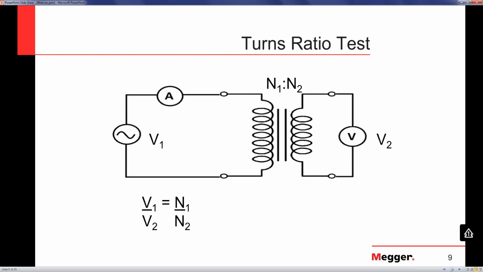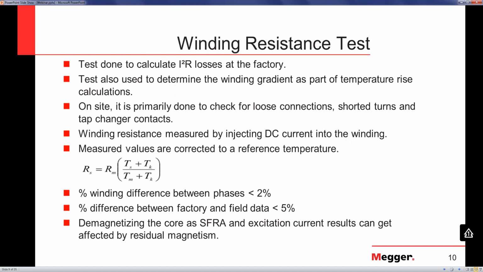This is what the circuit looks like. So you apply an alternating voltage on the winding with more number of turns. You measure the voltage on the winding with less number of turns. You compare the measured values with the calculated values. As you can see, and as I told you earlier, the EMF induced per turn is the same on both sides. So the ratio of voltages is equal to the ratio of the turns.